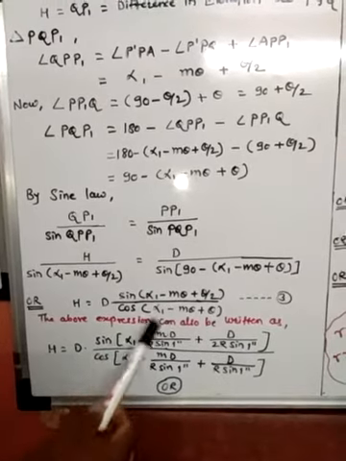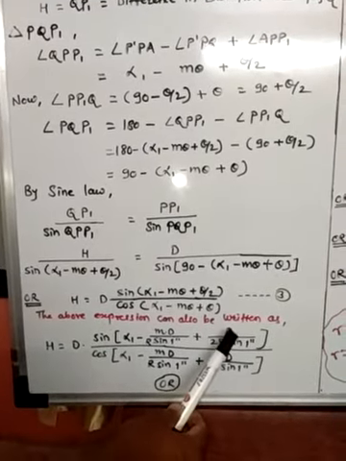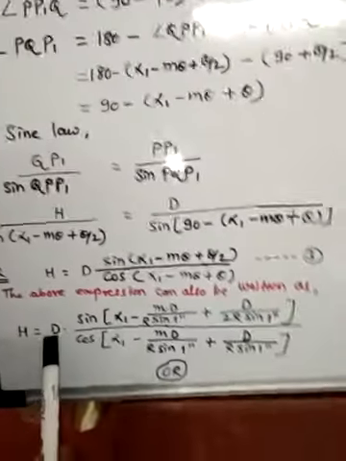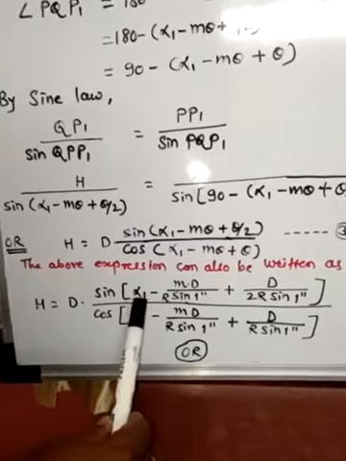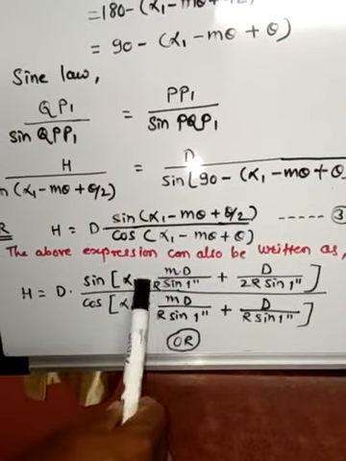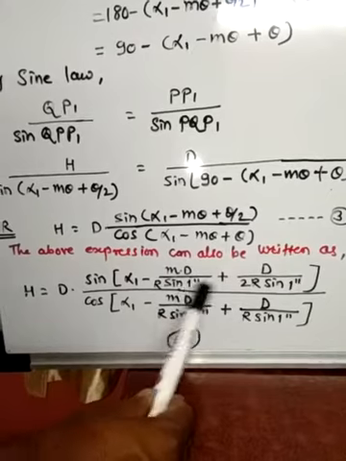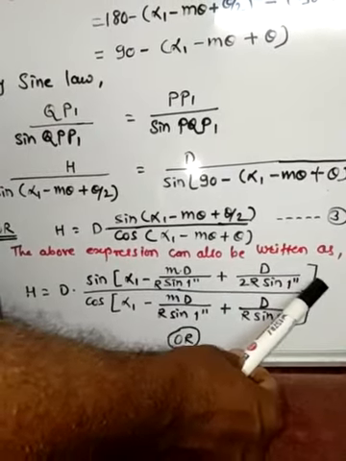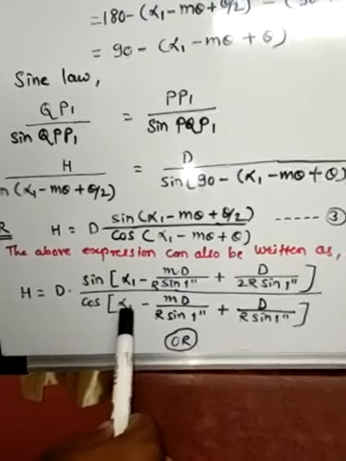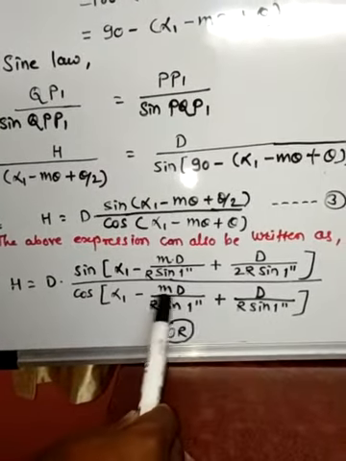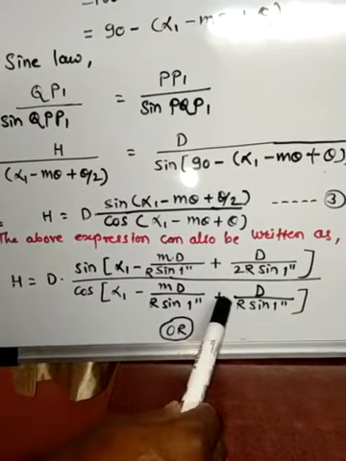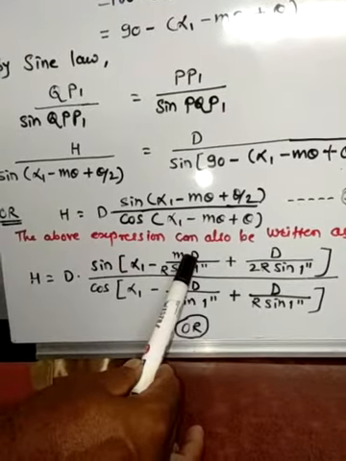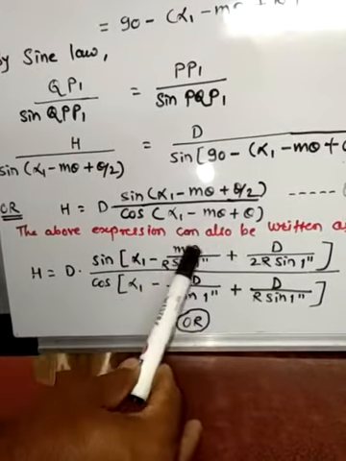Okay, the same equation can be written in other forms also. It can be written as H equals D times sine of (alpha 1 minus m times D divided by r sine 1 second, plus D divided by 2 times r sine 1 second), divided by cos of (alpha 1 minus m times D divided by r sine 1 second, plus D divided by r sine 1 second). Let's see here what we would write for that theta and its effect.